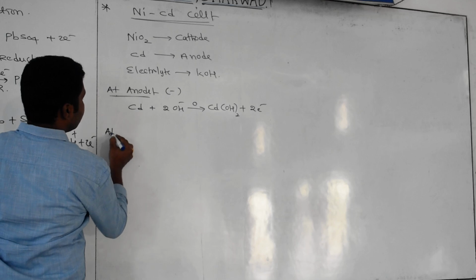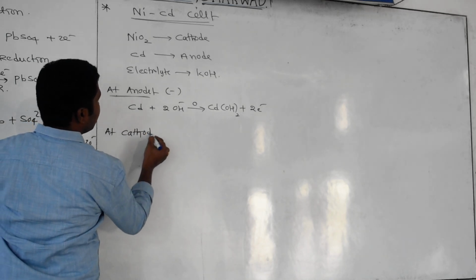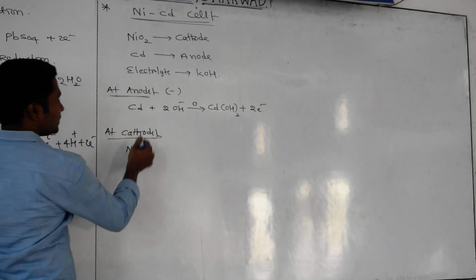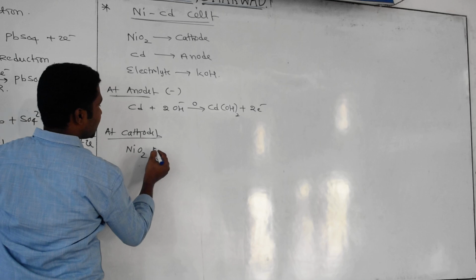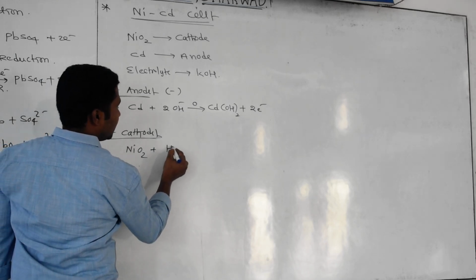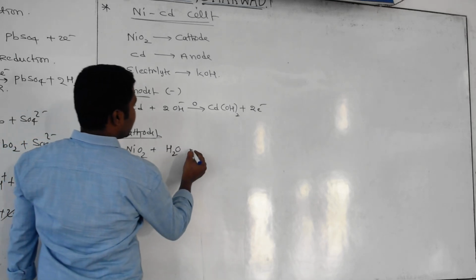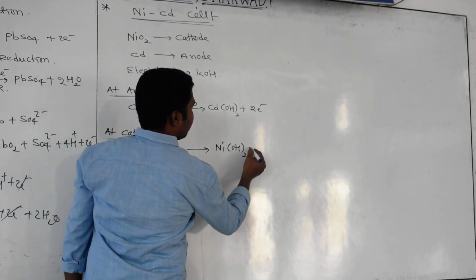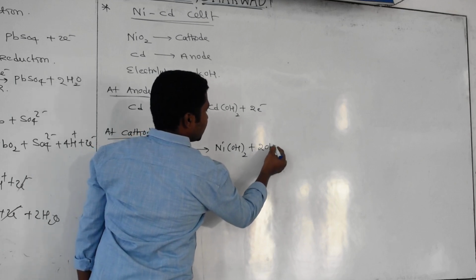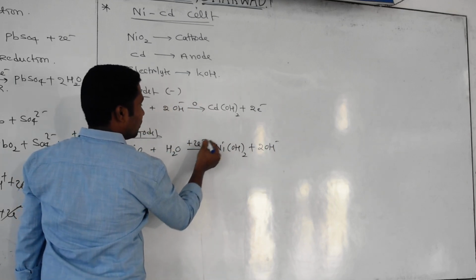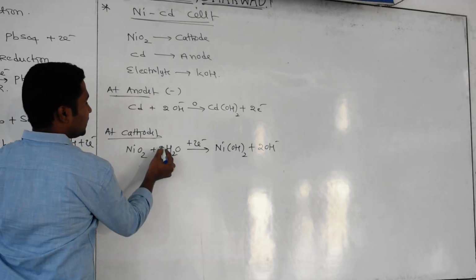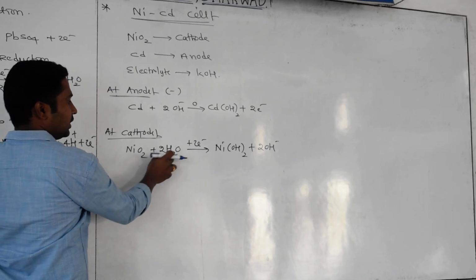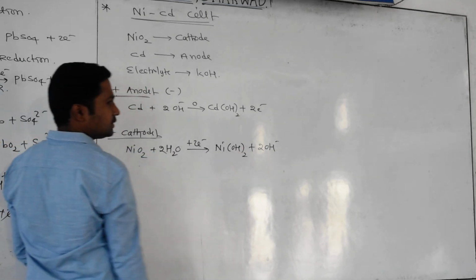At the cathode, that is the nickel oxide plate, yes or no? This nickel oxide plate will be involved in a reaction with which one? H2O. Then what are we getting? Check it carefully. Nickel hydroxide plus two OH minus particles liberated by receiving two electrons. Just take two H2O, that is 4 H plus and 4 oxygens. Here also it is balanced, yes?